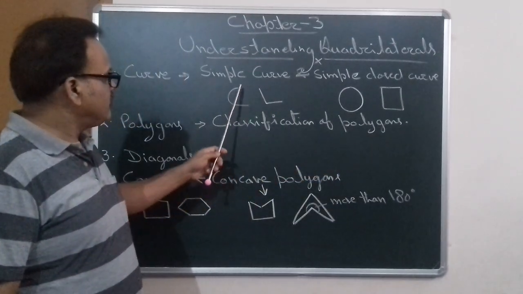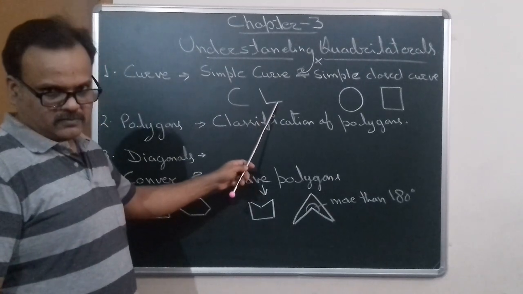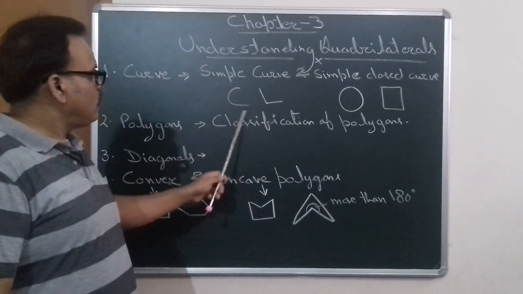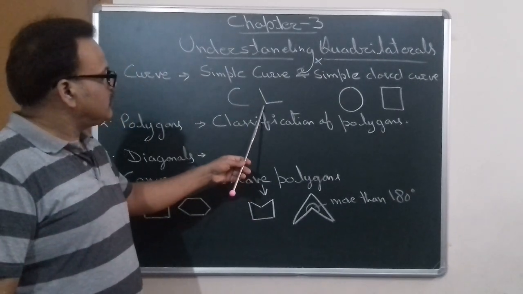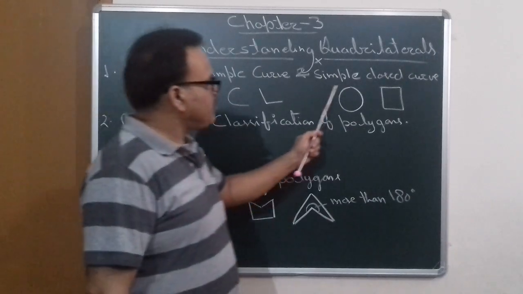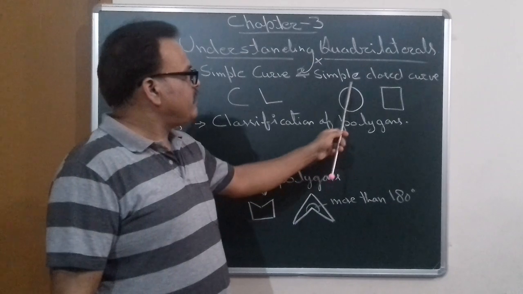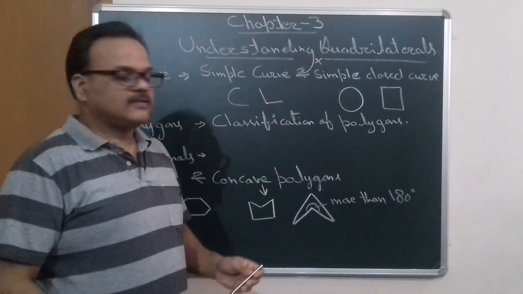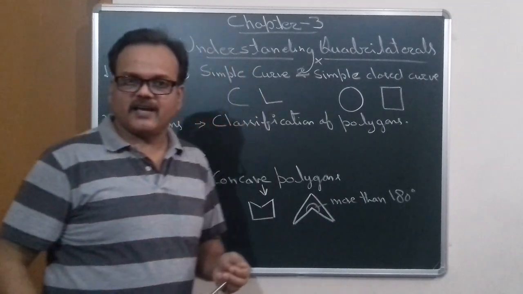Now what is a curve? Either a shape like this or like this. It doesn't mean the curve is only a curved shape. It may be the joint of two line segments also. But a simple closed curve is a curve whose starting and end points meet. Such a curve is called a closed curve, like a circle, square, rectangle.